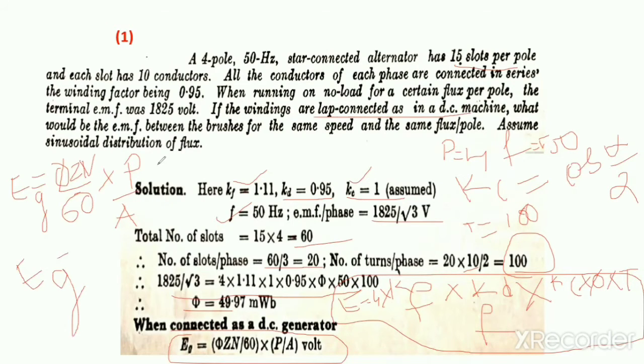A is equal to P, therefore these two terms get cancelled. Then the generated EMF EG is equal to phi Zn by 60. Okay, clear? In this case, what is the Z? That is the total number of slots into the number of conductors, that is 60 into 10, which is equal to 600.